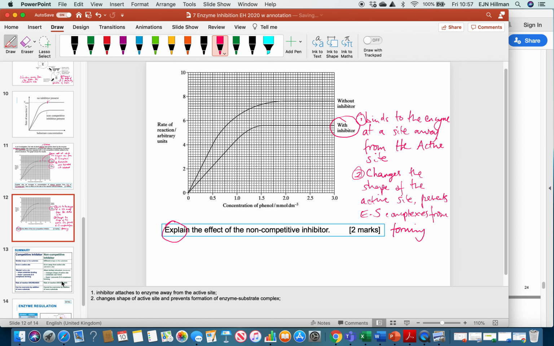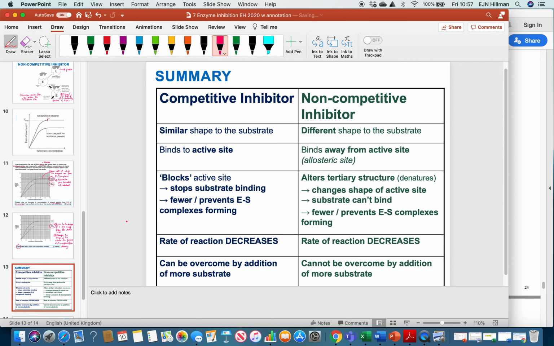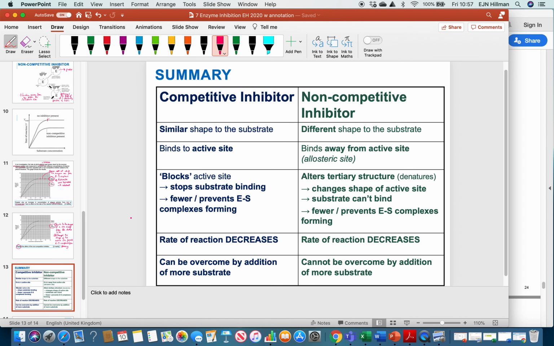Okay, so there are two fairly typical questions on competitive inhibitors and non-competitive inhibitors. In summary, we can use this slide. You may wish to add annotations from this slide to your notes, but we have covered each of these points for the two different types of inhibitor.